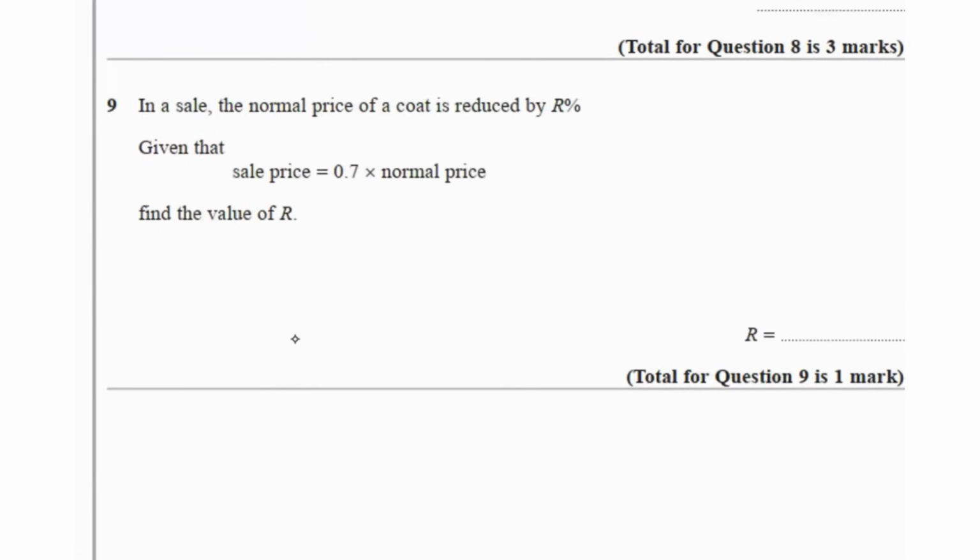Next question says, in a sale, the normal price of a coat is reduced by R%. Given that the sale price is 0.7 times the normal price, find the value of R. So if it's reduced by R% and the sale price is 0.7 times the normal price, that means R is 30%. We reduce the price by 30%, so that is 70% of the normal price.